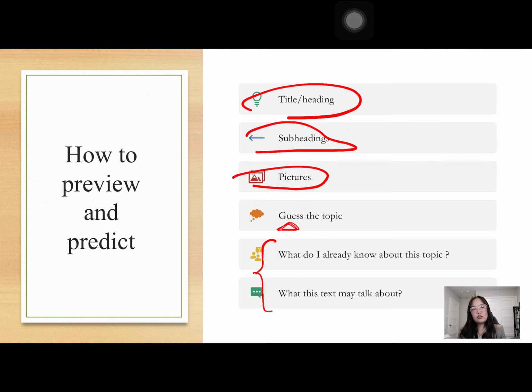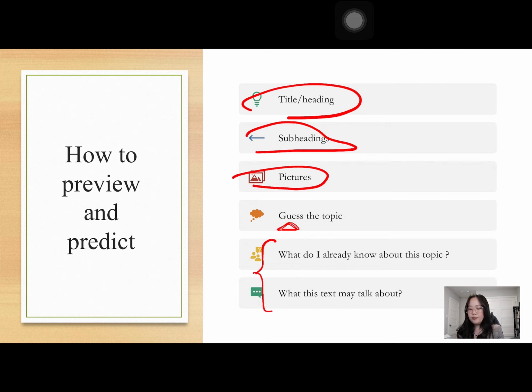And the second question you should ask yourself is, what this text may talk about. Will it be a historical account? Will this be a report, or will this be a research paper? These are the 2 questions we're trying to ask ourselves when we are previewing.